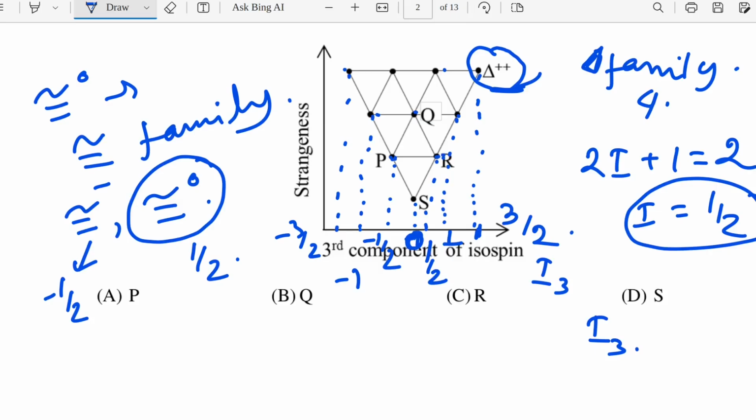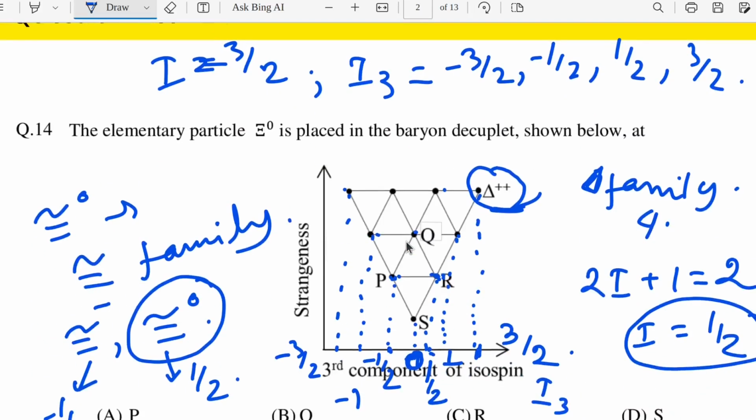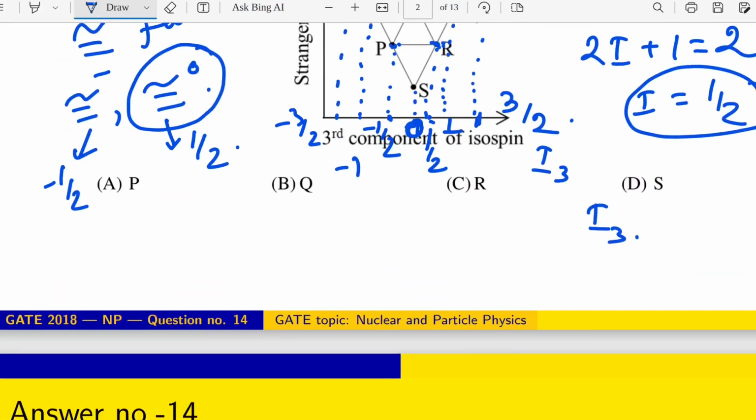Now come to the P point. At that P point, I3 is minus half and for R, I3 is plus half. So as Xi0 has the plus half value, obviously R will be the correct one, because it corresponds to I3 as plus half and it also has 2 family members in its family. So from that knowledge we have the answer to the question: R will be the correct position for Xi0, and R is given in option C. So option C will be the correct one.